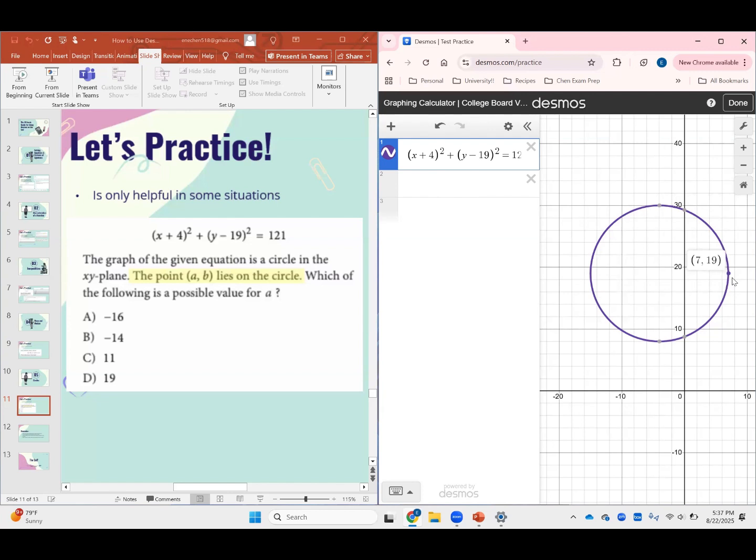So if my domain for my x values is -15 to 7, then by looking at these answer choices, I can see that only one of them fits, and that would be B, because only -14 is within the range of -15 and 7. So I just quickly choose B, and boom, the question is done. Okay?